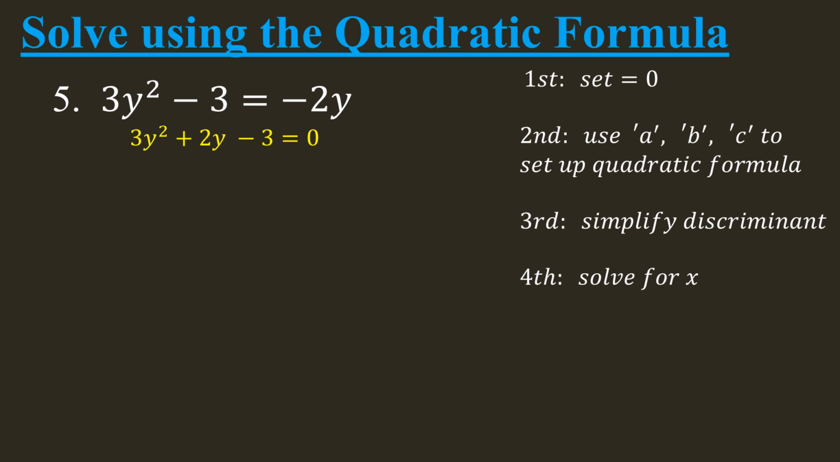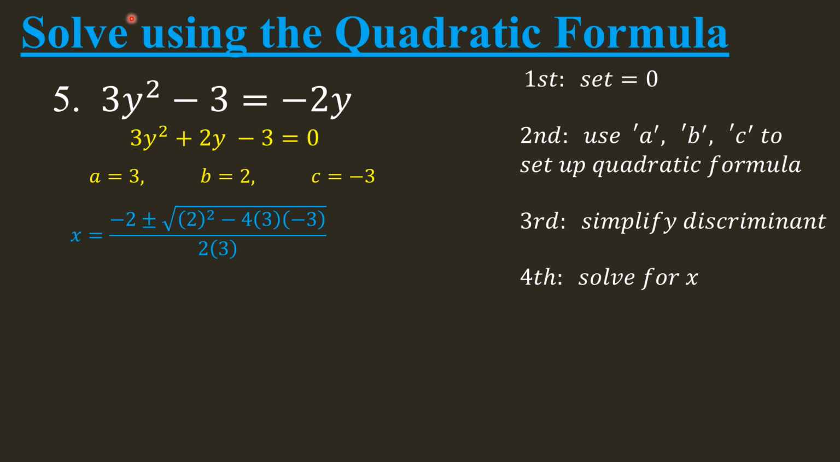In our first step, we do need to add that 2y term and put that entire equation into quadratic form, where it's the quadratic term, the squared, then the linear, and then the constant. So 3y squared plus 2y minus 3 is 0. Our a value is 3, b is 2, and c is negative 3. Substitute those values into the quadratic formula.